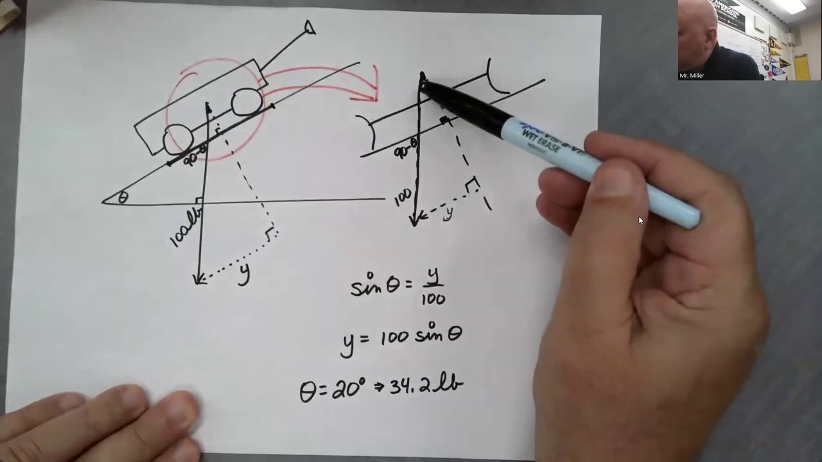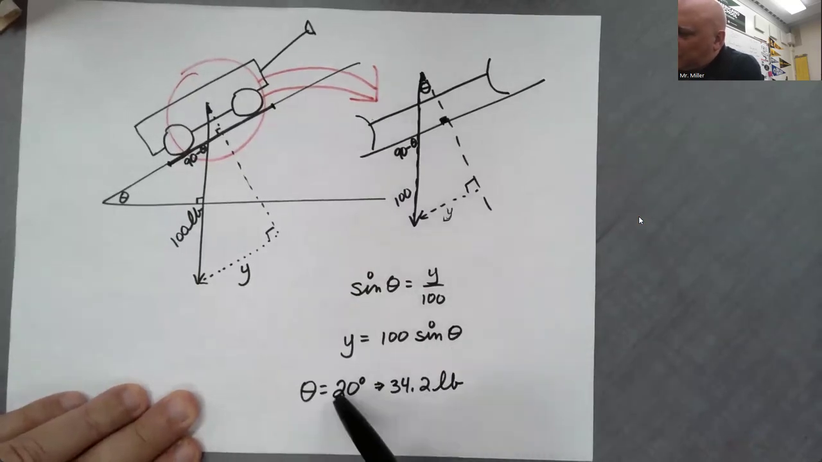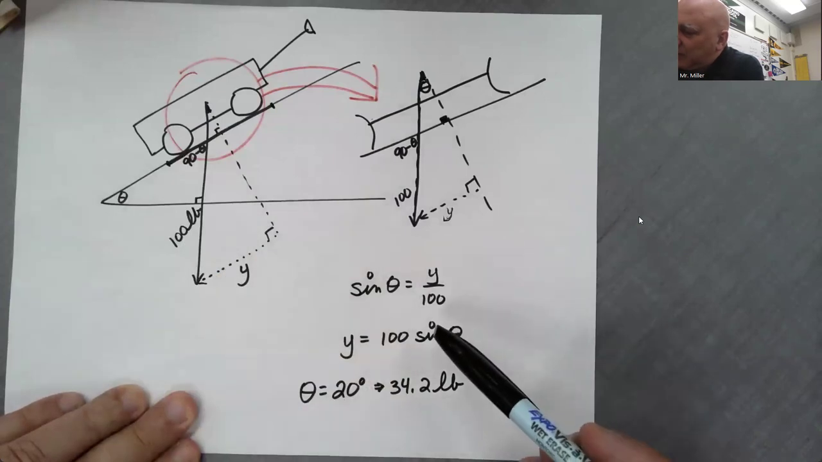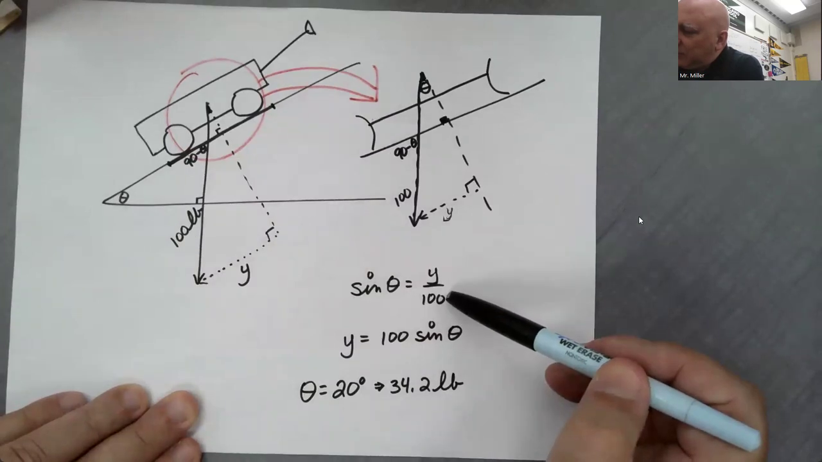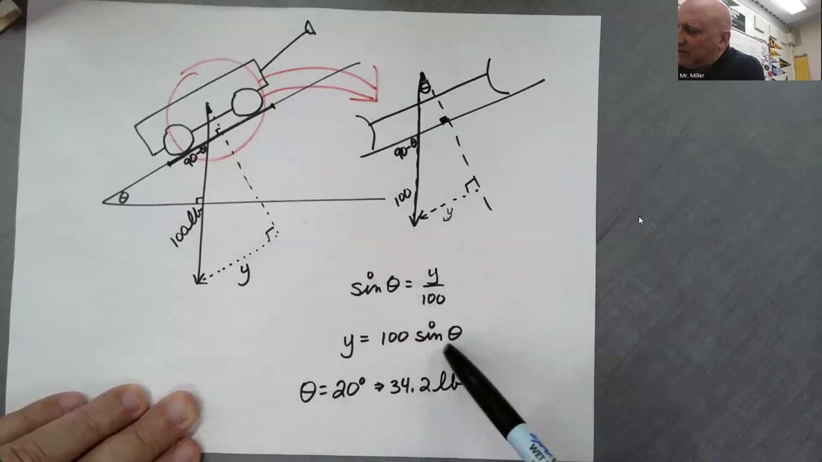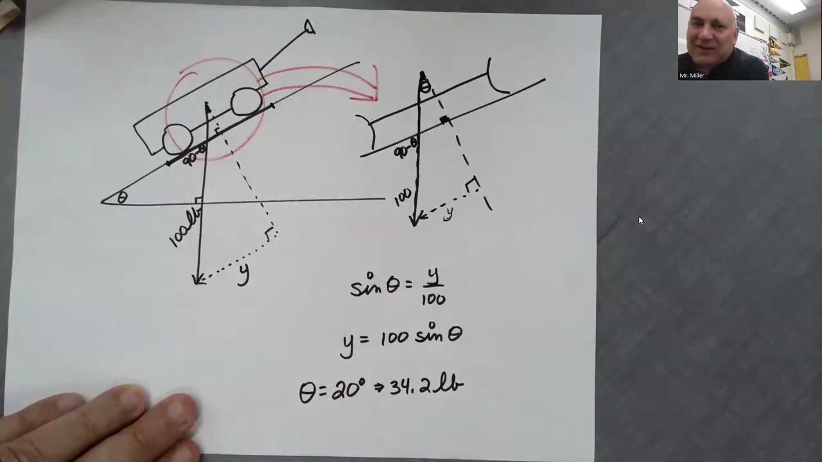So now I know that if theta is 20 degrees, this ramp is at an angle of 20 degrees, and this is weighing 100 pounds, then this y component that I'll call it is 100 sine 20 degrees. I'd only have to pull with a force of 34.2 pounds to get that 100 pound weight up the ramp.